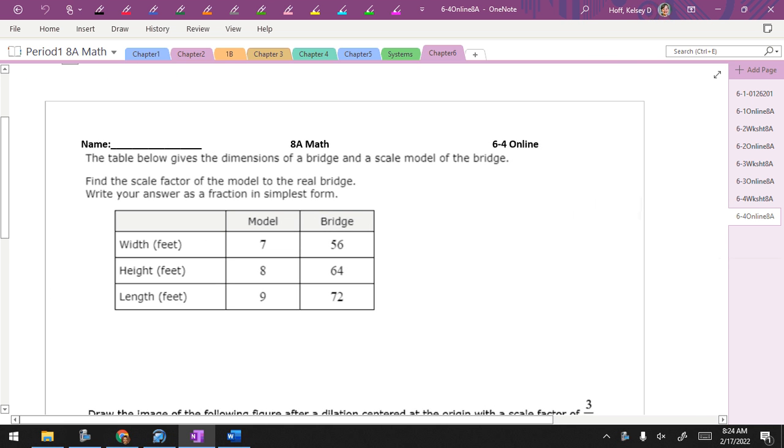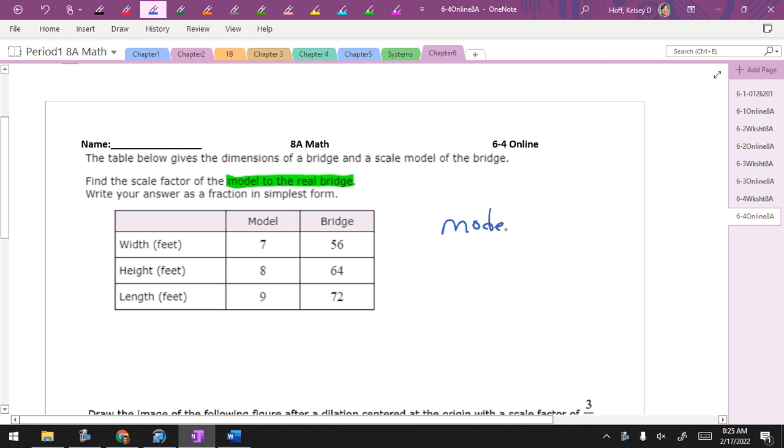This is exactly what your problem looks like on the computer. I cut it right out of there, okay? The table below gives the dimensions of a bridge and a scale model of the bridge. Find the scale factor of, and here's the key phrase, model to the real bridge. So you got to read really carefully on that sentence. That's telling you how to set up the scale factor.